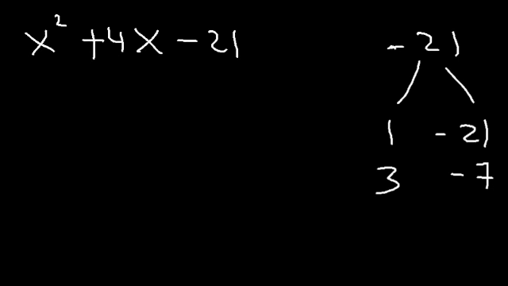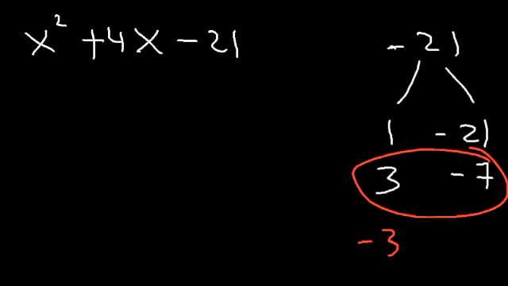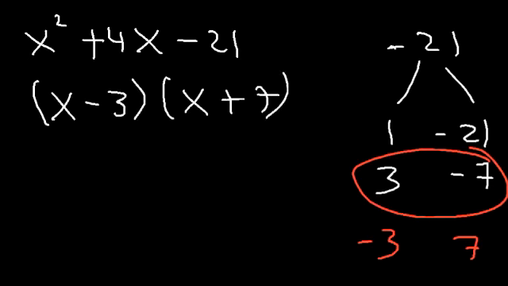So notice that 3 plus negative 7 is negative 4. But if we change it to negative 3 and positive 7, it now adds to positive 4. So this will be x minus 3 times x plus 7. And that's how you would factor it.